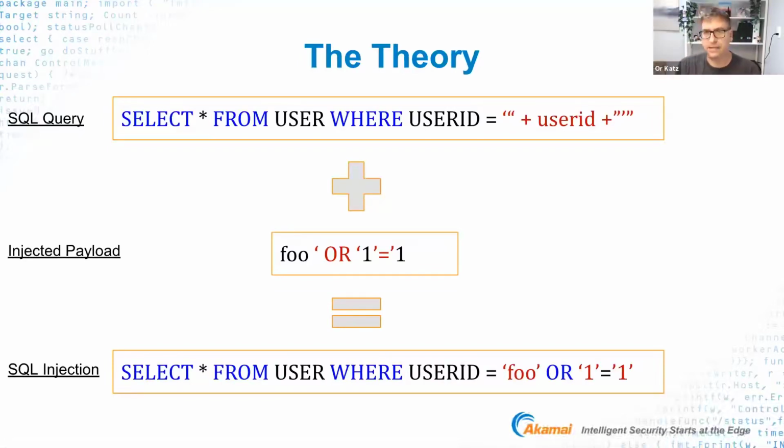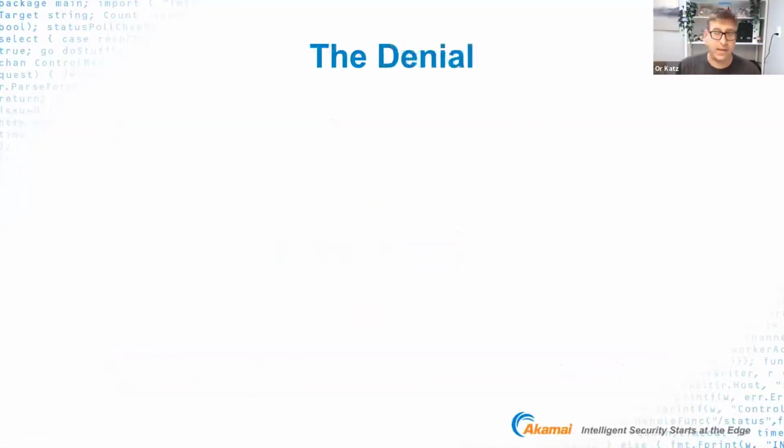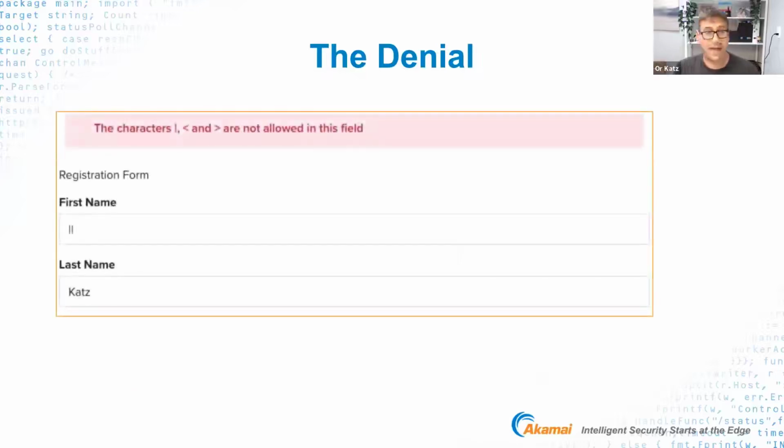The answer is no, right? It's not supposed to be like that. So I was saying to myself, okay, let's try to prove that theory. Let's try to figure out if I'm correct or not. So I was trying to add a different payload as my username, and this time representing OR as double pipe.